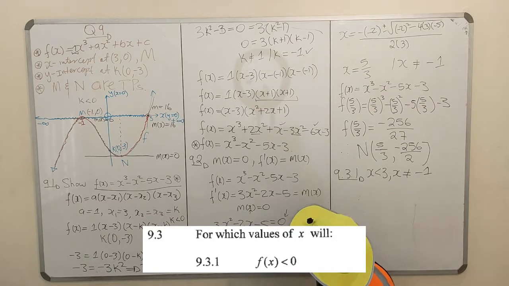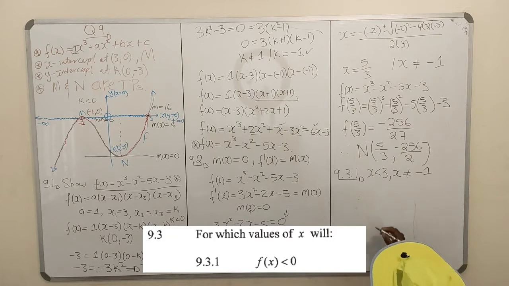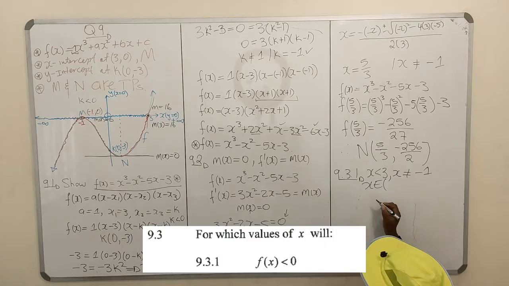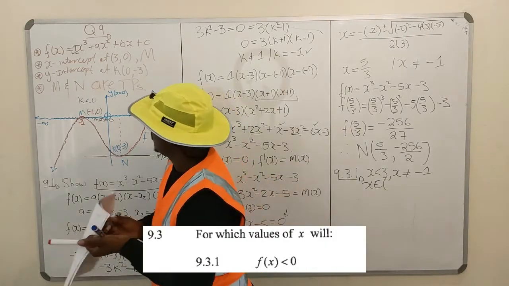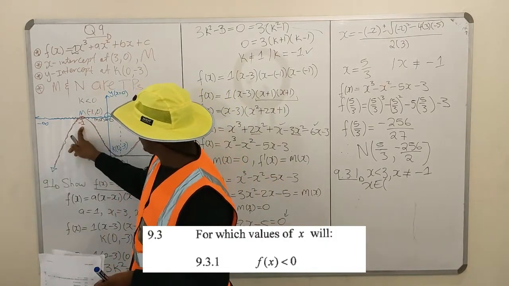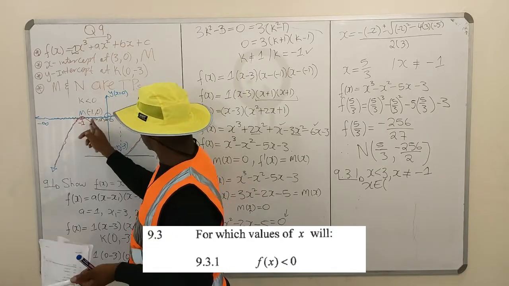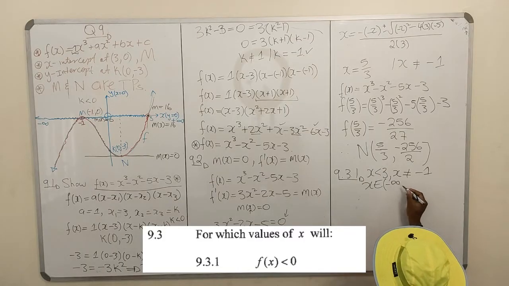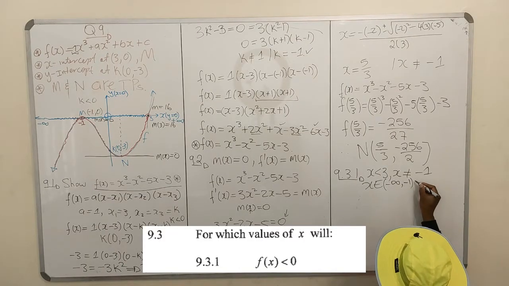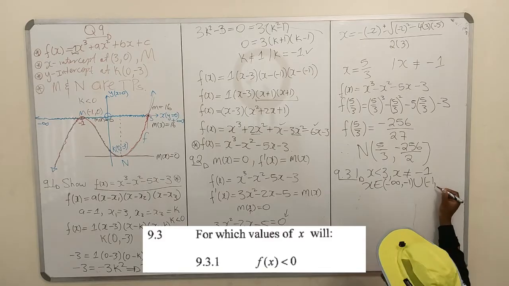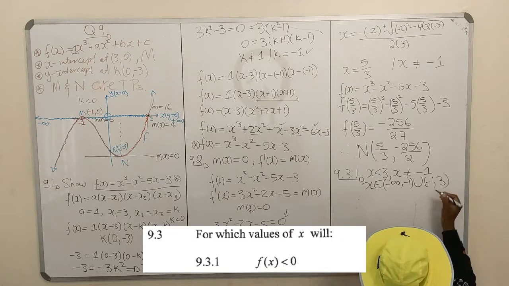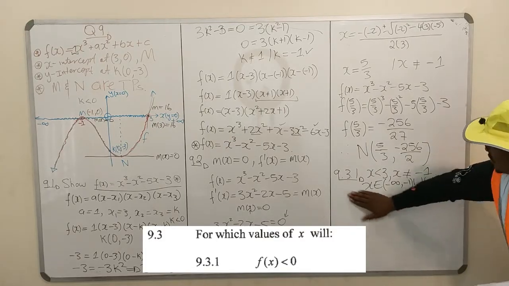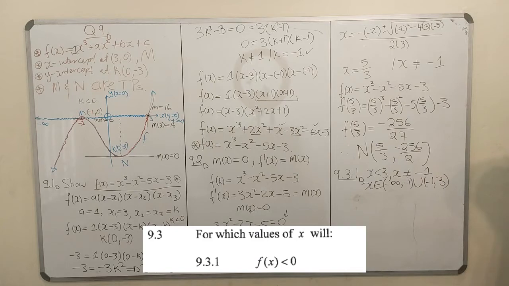Or someone else would say x is an element of the interval from negative infinity to before this point, plus this point here, which means x is an element of negative infinity to -1, union -1 to 3. So these are your x values. The last one I didn't like very much.